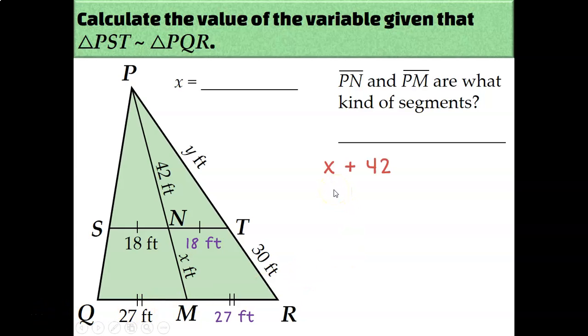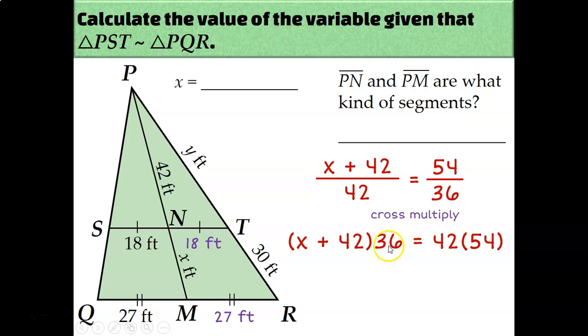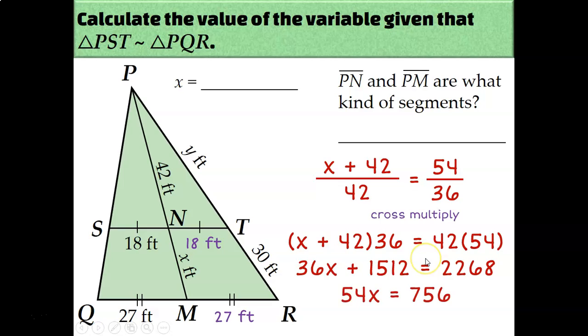Okay, so let's set up our proportion. X plus 42 over x. That's the larger median over the shorter median, is equal to 54 over 36. That's the larger side length over the smaller side length. Cross multiply. Don't forget to distribute. That's not just 36x plus 42. It's 36x plus 42 times 36, which is 1512. And that's equal to 2268, which is what you get when you multiply 42 and 54. So subtract 1512 and divide by 54, and we find out that x is 14 feet long.